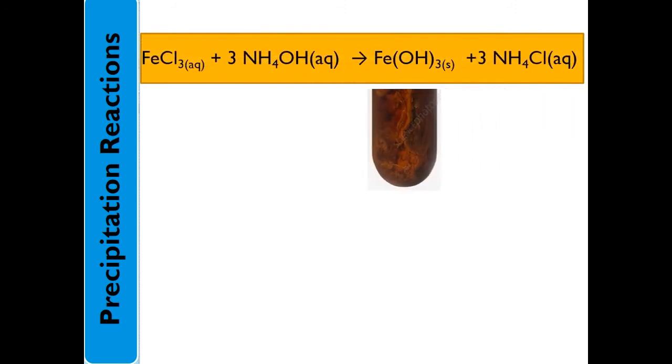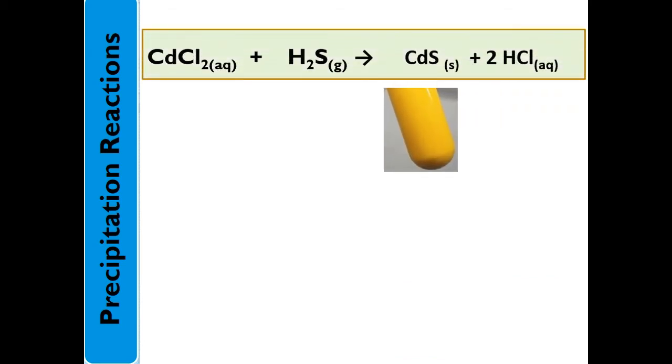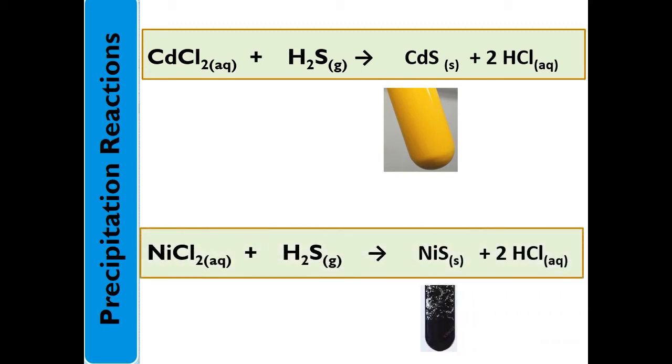Reaction of ferric chloride with ammonium hydroxide to form brown precipitate of ferric hydroxide. Reaction of cobalt chloride with hydrogen sulfide gas to form black precipitate of cobalt sulfide. Reaction of cadmium chloride with hydrogen sulfide gas to form yellow precipitate of cadmium sulfide. Reaction of nickel chloride with hydrogen sulfide gas to form black precipitate of nickel sulfide.